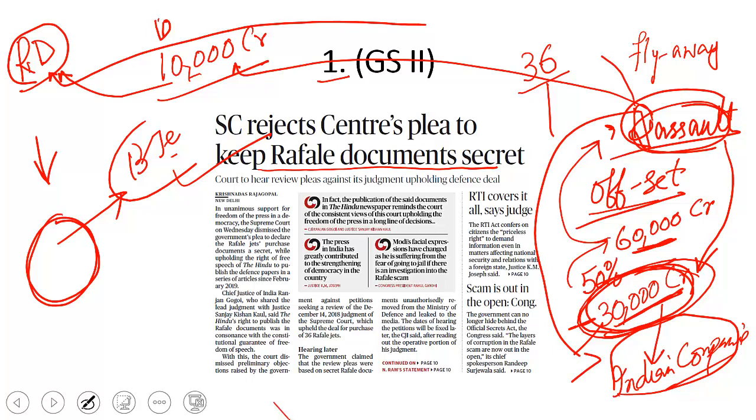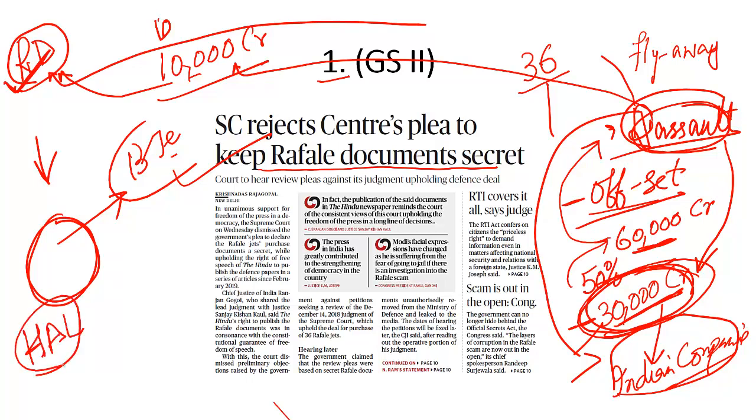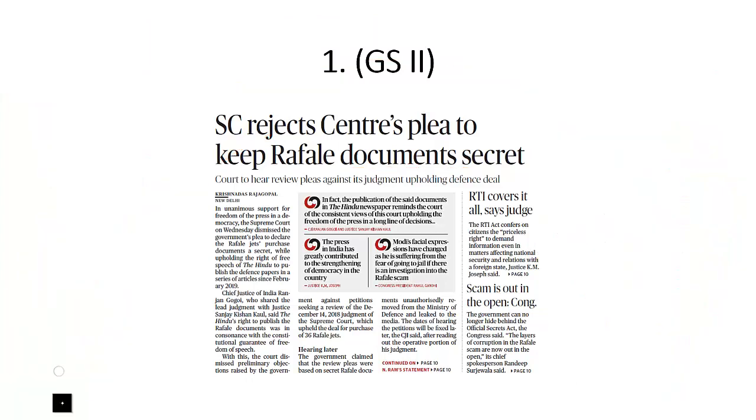Then there was a controversy about why Reliance Defense was chosen as one of the offset partners and not Hindustan Aeronautics Limited, which is a government company. It was alleged that Reliance Defense has no experience whatsoever in defense manufacturing. Instead, this offset contract should have been given to HAL. Many people alleged that there is some element of corruption involved in this entire Rafale deal, and a few petitioners approached the Supreme Court. Arun Shourie, Yashwant Sinha, Prashant Bhushan approached the Supreme Court saying there should be an investigation into this Rafale deal, and they were seeking some information.